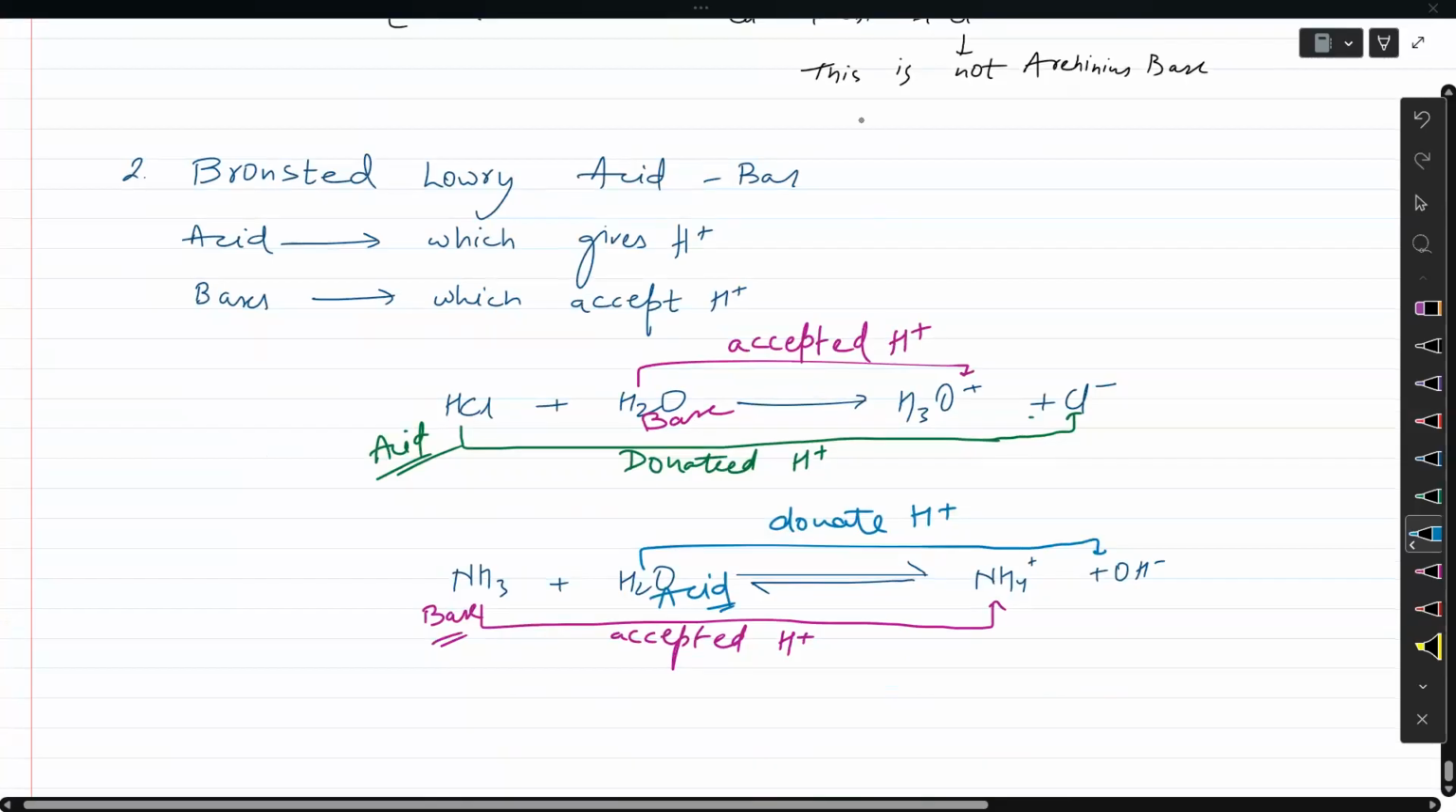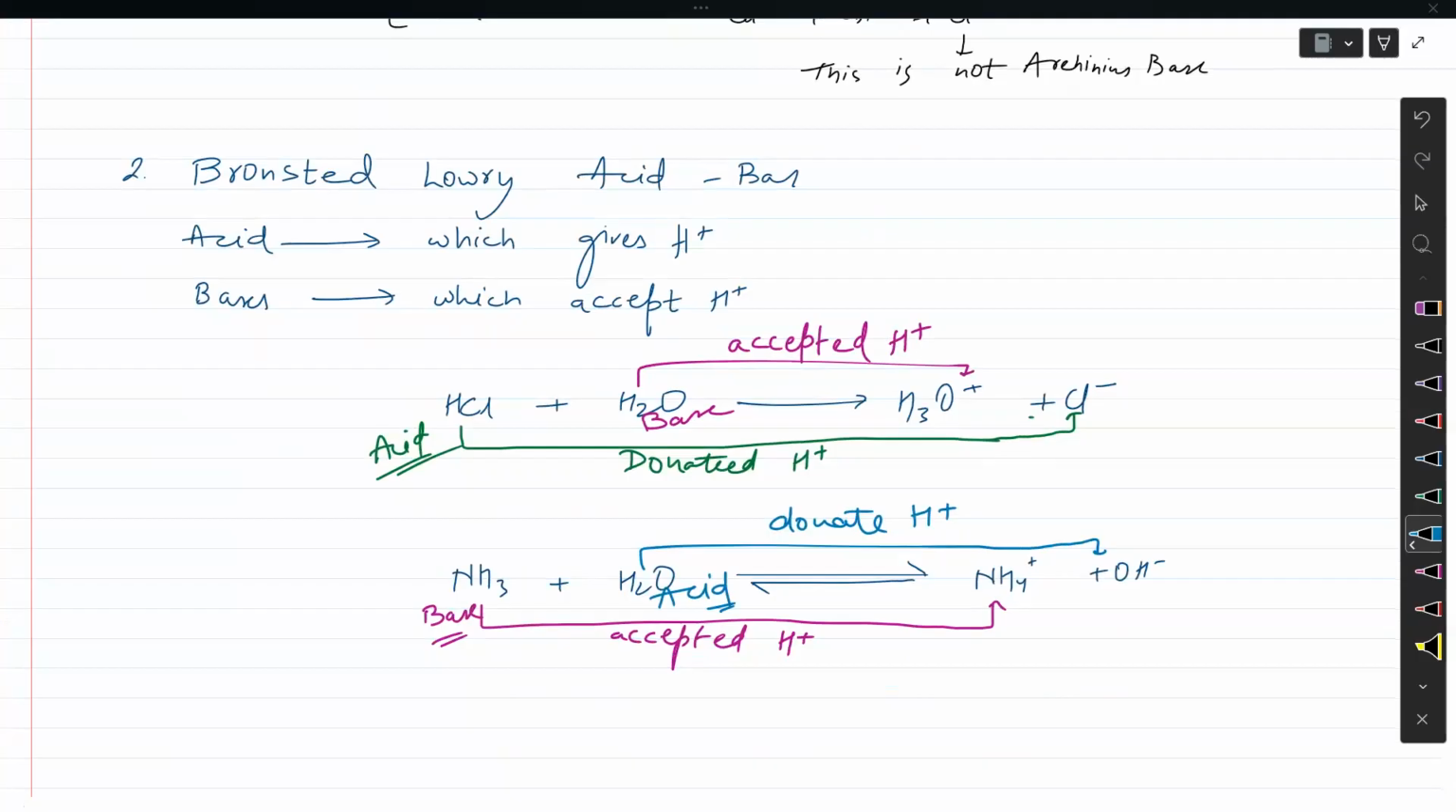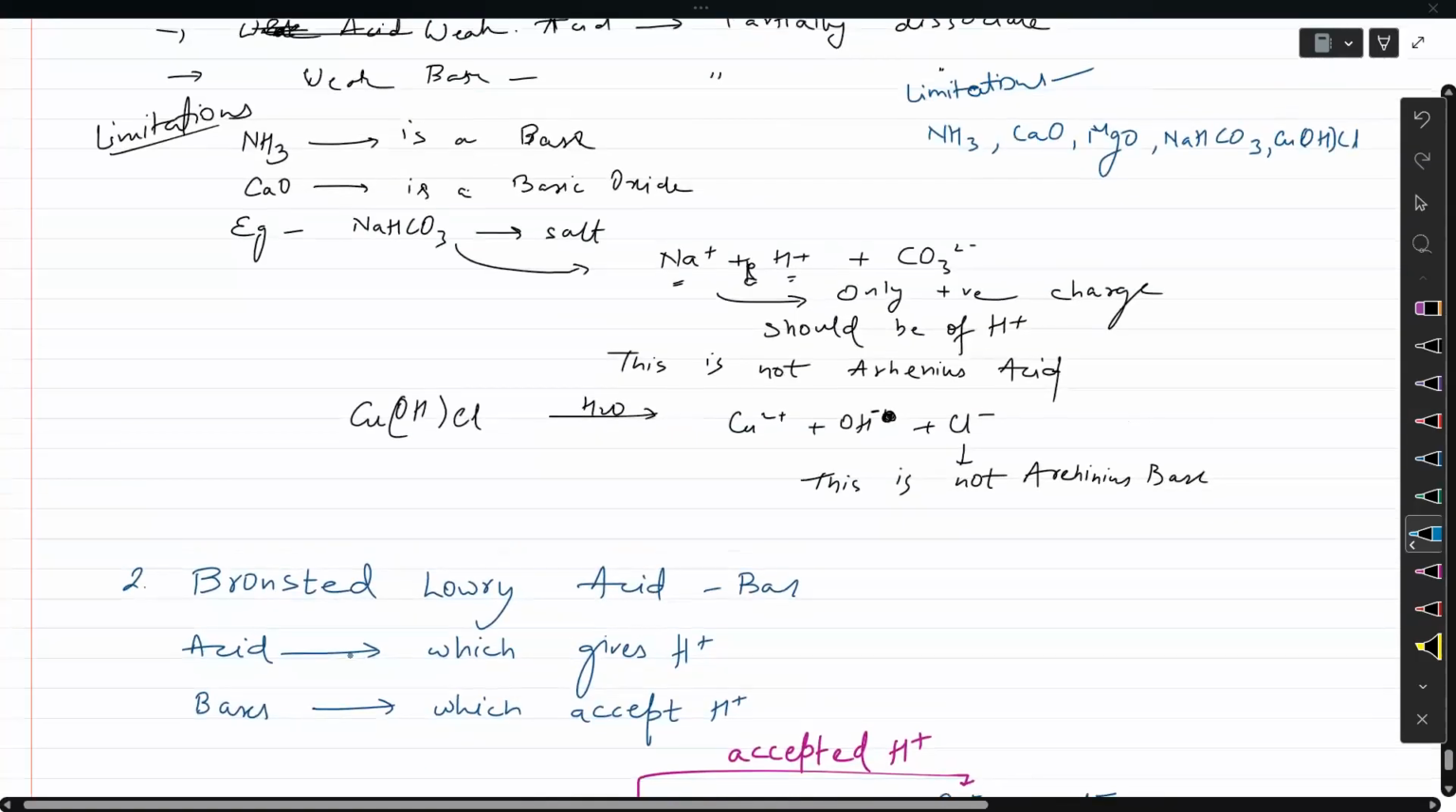Sir, can you show the limitations? Limitations of Bronsted-Lowry? No, the above one. Okay, okay.